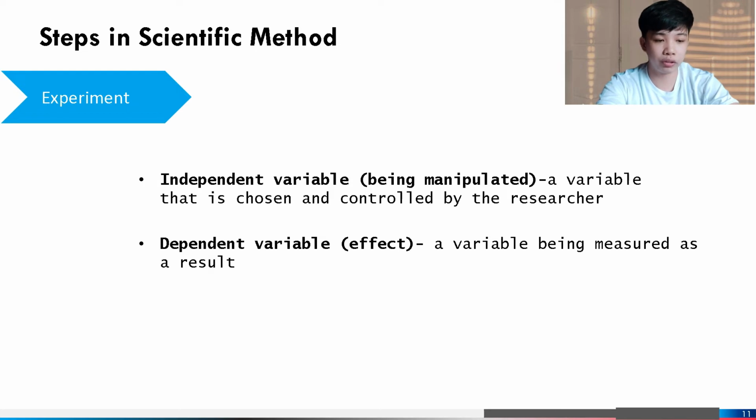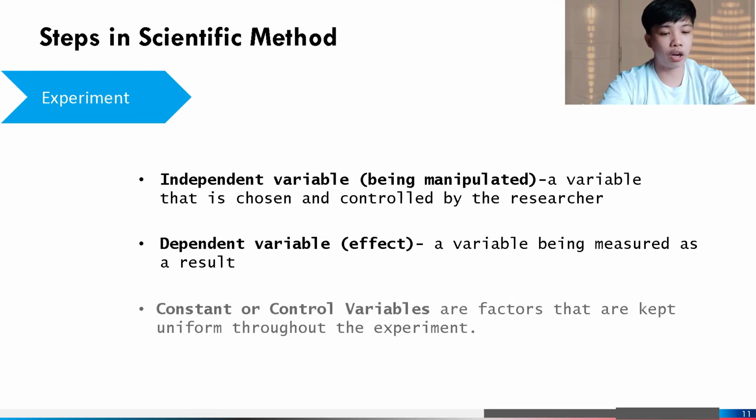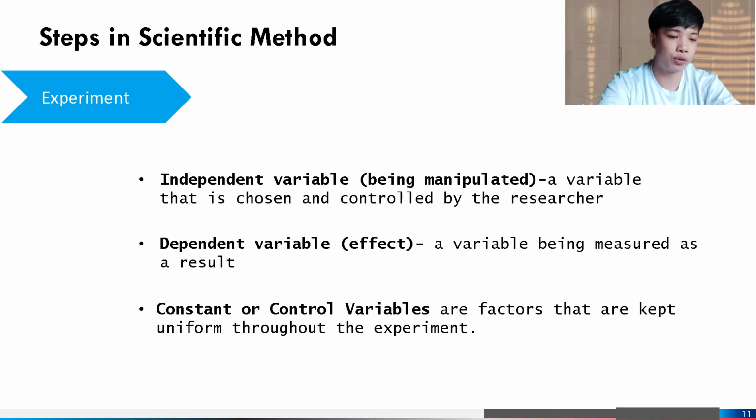Yung hinahanap mong resulta. And lastly, constant or controlled variables are factors that are kept uniform throughout the experiment. So let's go back to the problem a while back. So yung isang halaman nilagay mo sa ilalim ng araw and the other one you place it in a shady area. So that yung location ng mga plants na yon ay matatawag natin na independent variable.